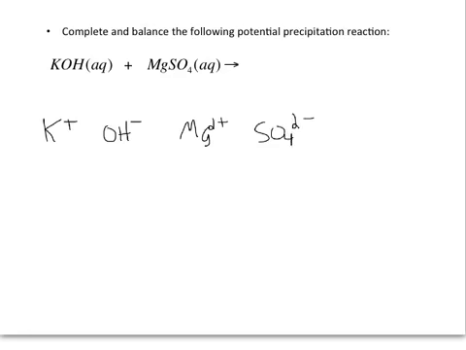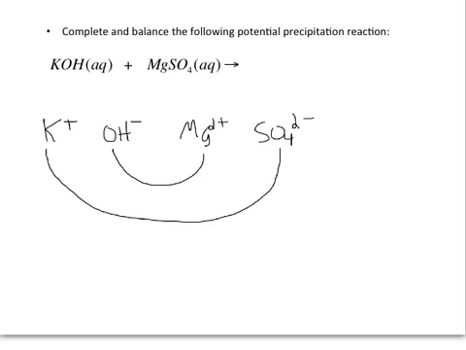And so for the products, I'm going to connect the potassium from the first compound with the sulfate anion from the second one, and the same thing with the other ones. I'll have magnesium and hydroxide. And so when determining the formulas of the products, I have to use the charges. I can't use the subscripts from the reactants.